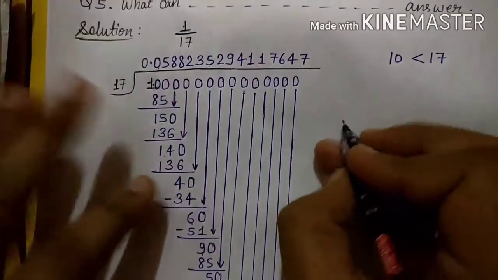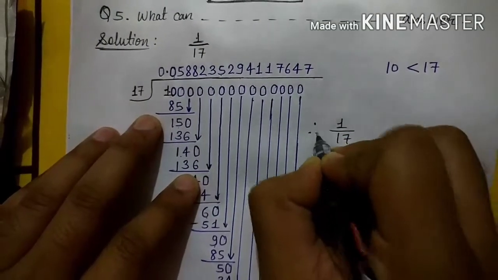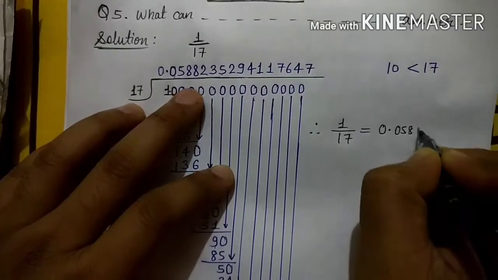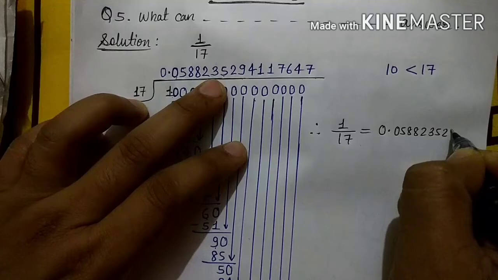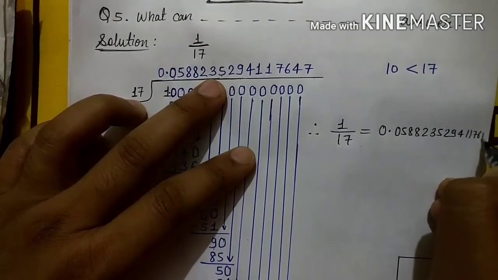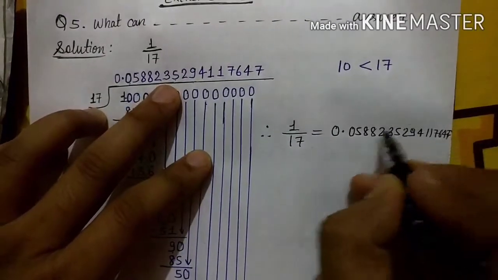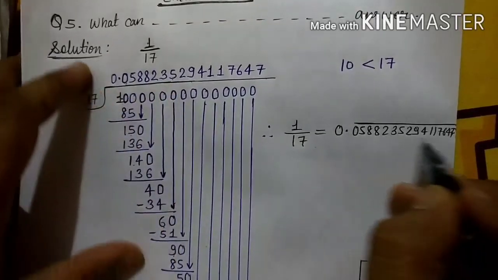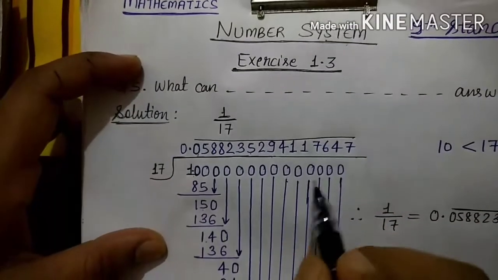So it means we can write that when we divide 1 by 17, it will come like 0.0588829411767, ending with 7. Okay, this will come, and we put a bar on top because all of this will repeat. We can put the bar here also. Okay, this answer will come.